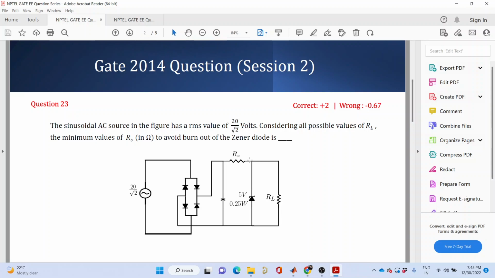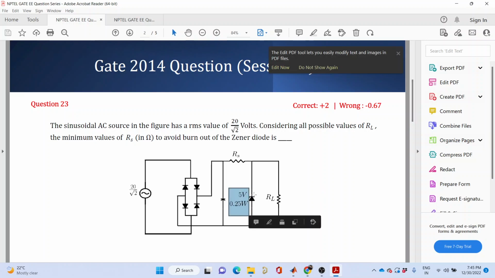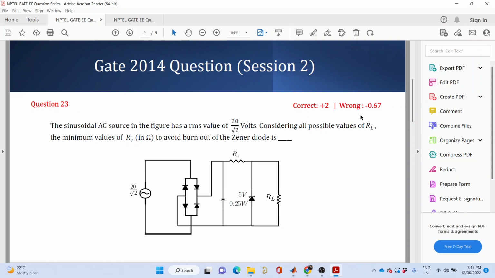Sir, I was just trying to find the value of current in the circuit, considering just the positive half. How are you doing it? So, the Zener diode is 5 volt and 0.25 watt given, so maximum I can be 0.05. Right. So current in the RL branch I need to find, and for that the voltage given is 20 divided by root 2. If I consider the positive half, it will be RS plus RL in that equation.